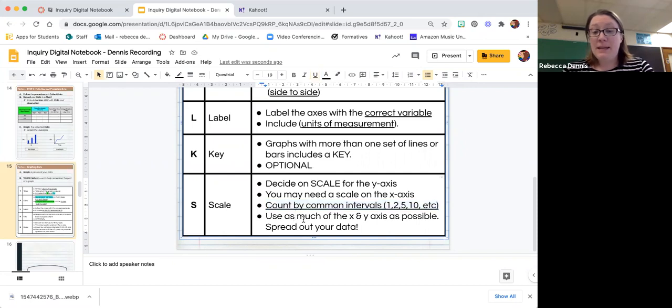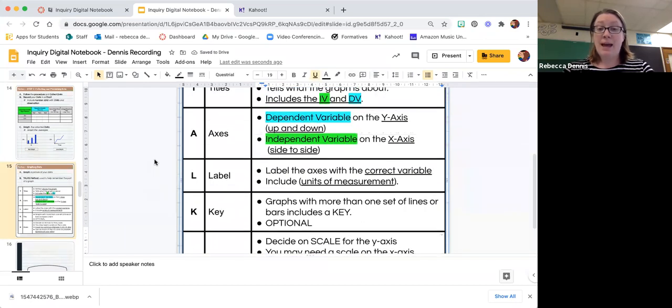Okay. And we want to use as much of the X and Y axis as possible. Basically, we want that data spread out so that you can really see the patterns. So I'm going to just underline that right there. All right, so that's all there is to talks.